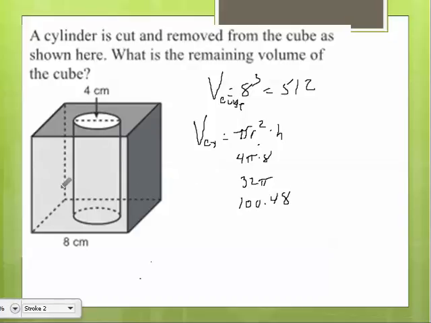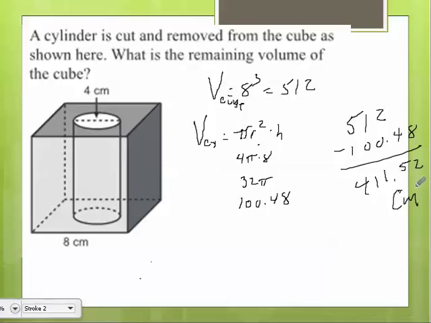And what has happened? We have a cube with a cylinder drilled out. So what I need to do is subtract it. 512 minus 100.48. And what do I get when I do that? 411.52 centimeters cubed. That would be the remaining volume.